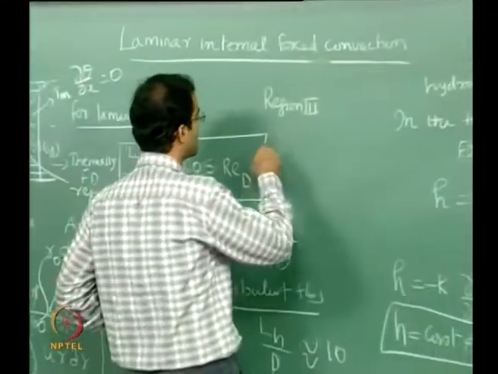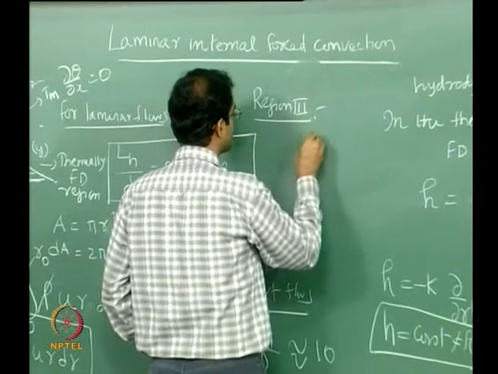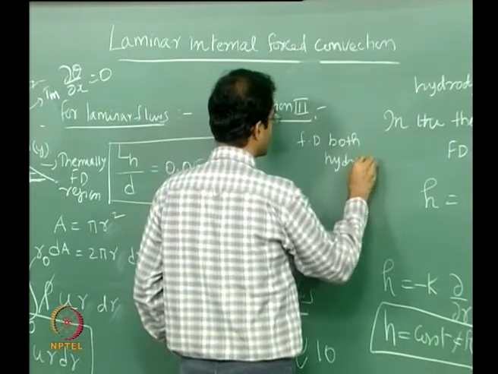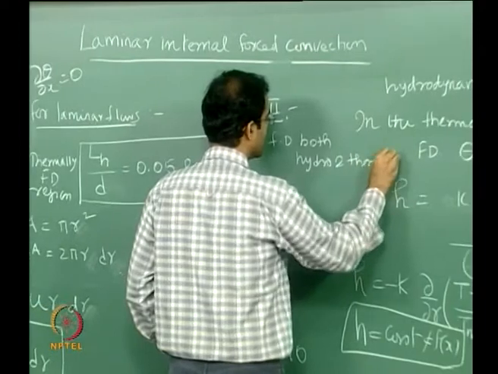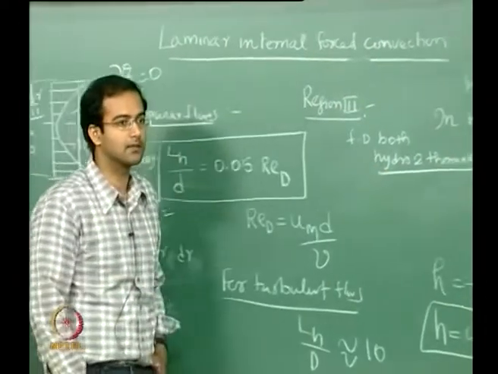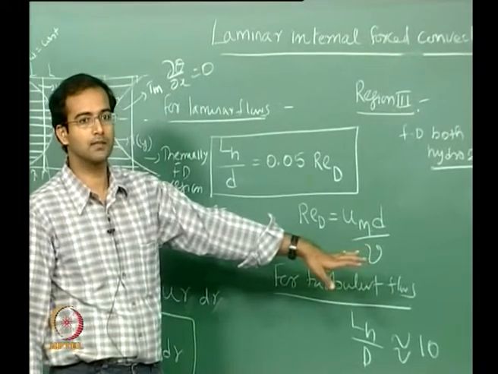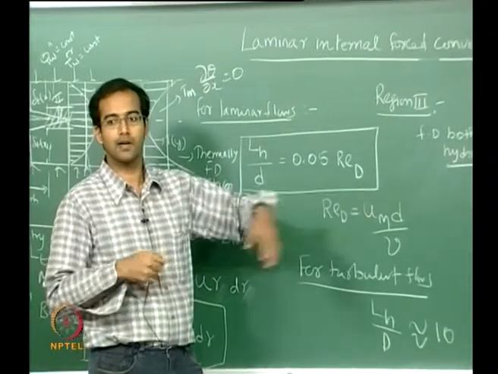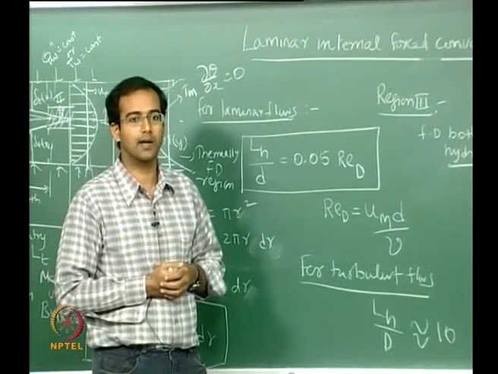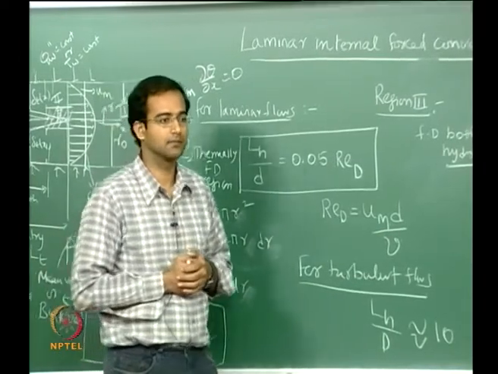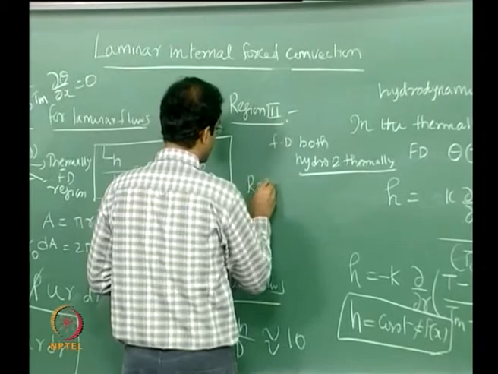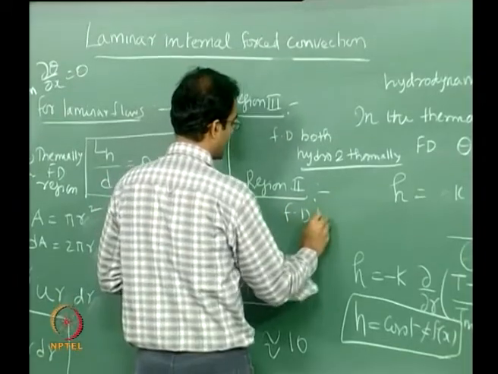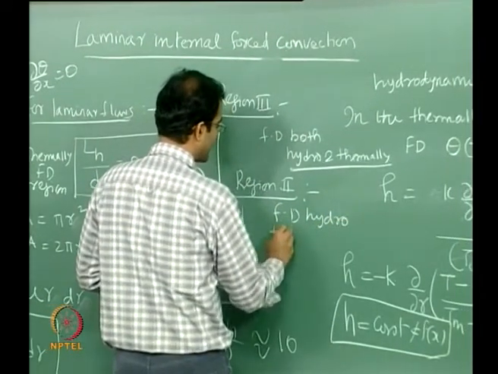Therefore the first part of the course will be on region 3, which is fully developed both hydrodynamically and thermally. As you can see, that is the simplest to start with, because you have a constant heat transfer coefficient, so you can calculate the velocity profile and the temperature profile, and for a given boundary condition, whether it is a heat flux or a wall temperature, you can identify what that constant value of h is. Then slightly more complicated is region 2, where you have fully developed hydrodynamics and thermal entry length.